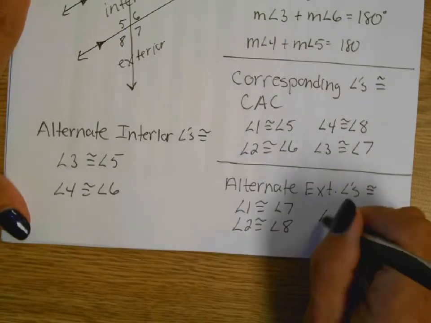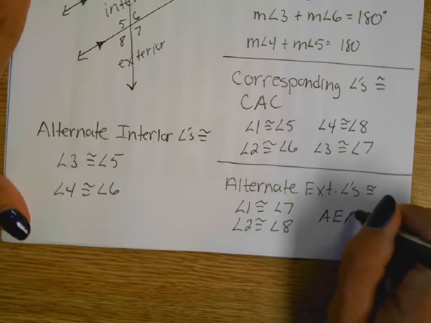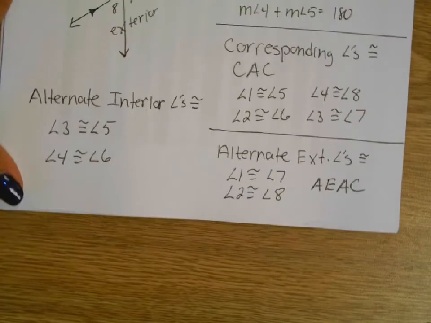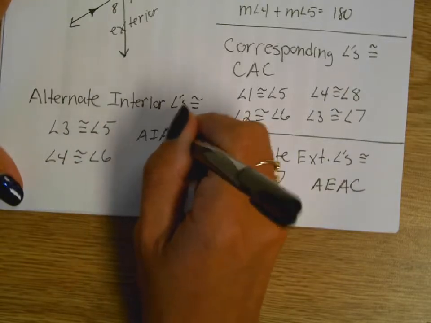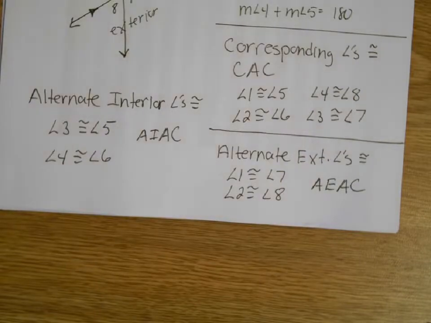AIAC for me. Oh, I got AEAC, alternate exterior angles congruent. And here, alternate interior angles. If you want to write it all out, go ahead. Letters or abbreviations are good for me.